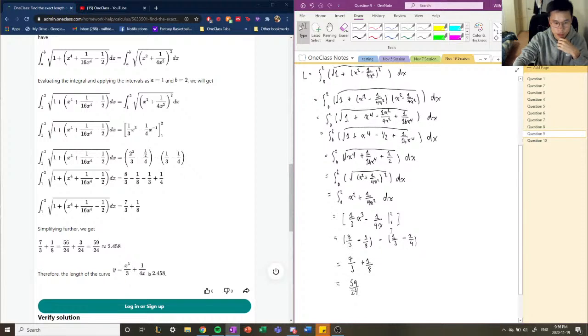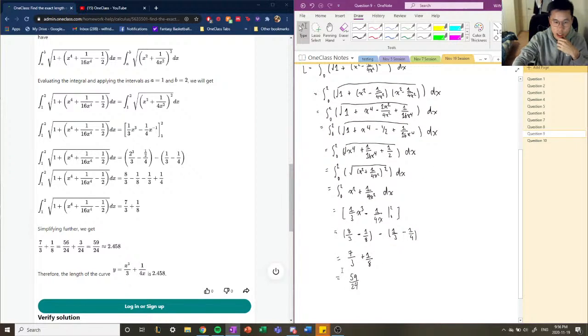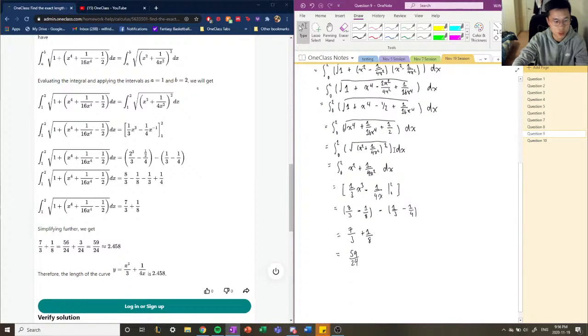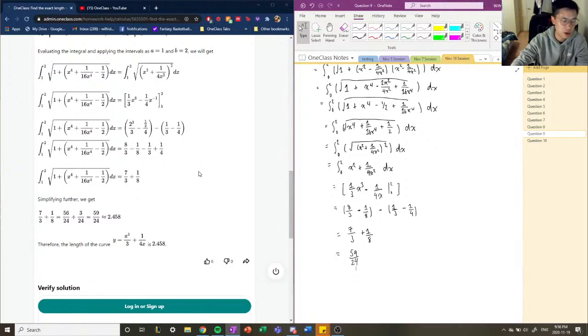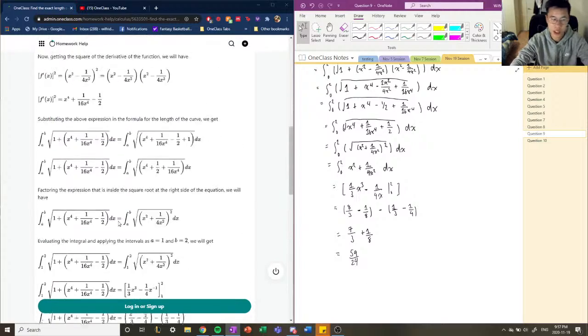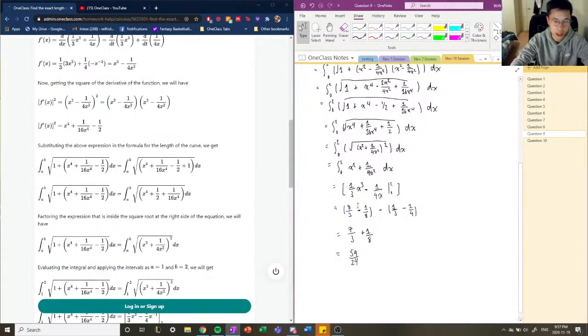Then we calculated our definite integral, and then we simplified and reduced all our fractions until we got 59 over 24. And now we know that the curve of x cubed over 3 plus 1 over 4x on the interval 0, 2 has an arc length of 59 over 24, or, as a junior tutor wrote out in decimals, 2.458. That's just units, and that's how you calculate arc length.